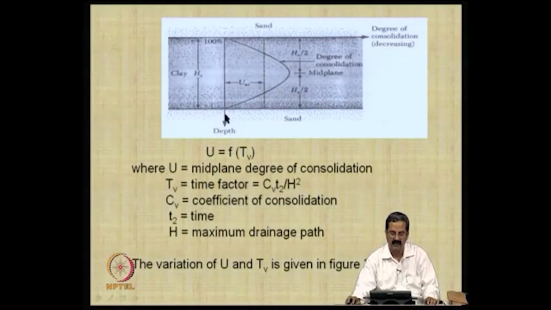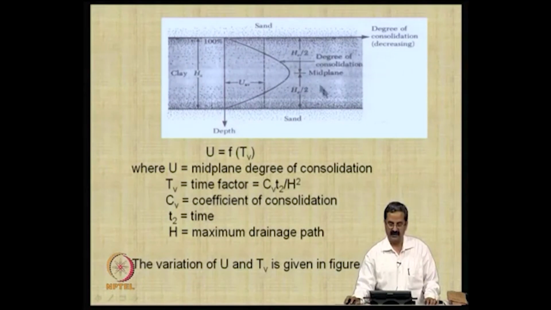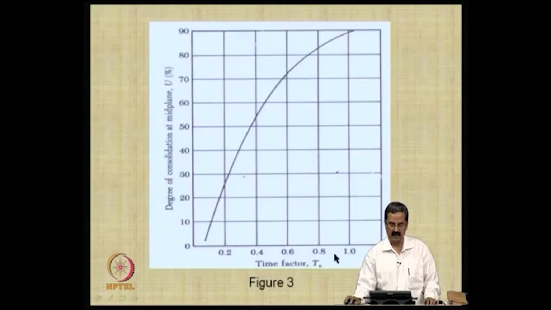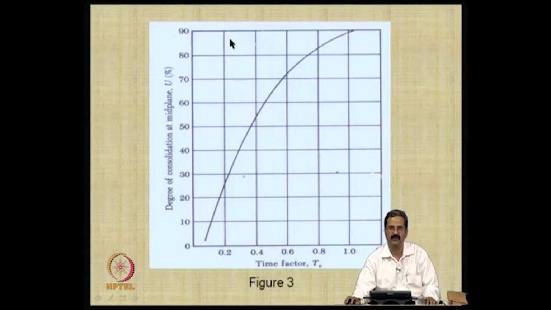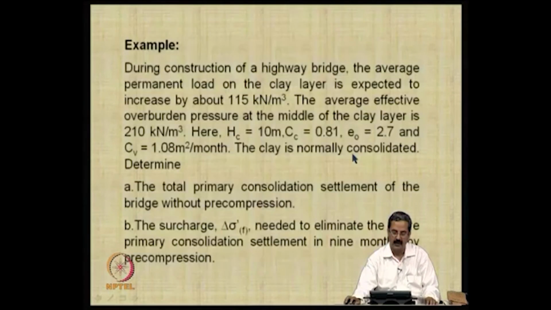So, we assume that the degree of consolidation we get is the midplane consolidation, and we know the time factor from consolidation theory, Tv = Cv t2 / H squared. Cv is the coefficient of consolidation, t2 is the time, and H is the maximum drainage path. We also know this plot, time factor versus degree of consolidation, which is a standard thing in soil mechanics. So, knowing this, how do you solve the problem? It is a very interesting, simple problem that I want to illustrate.